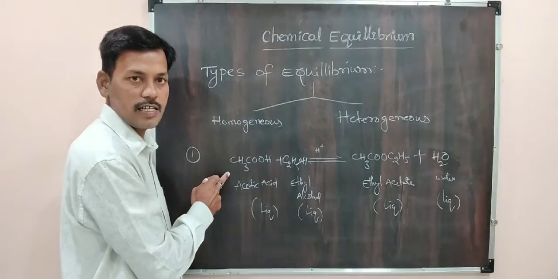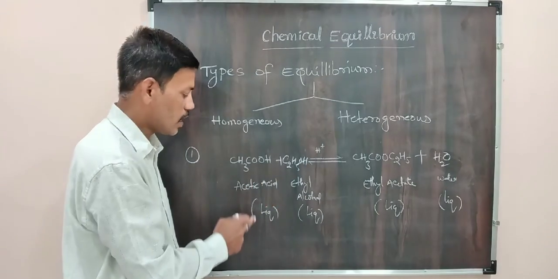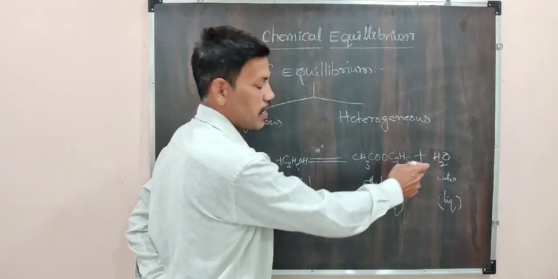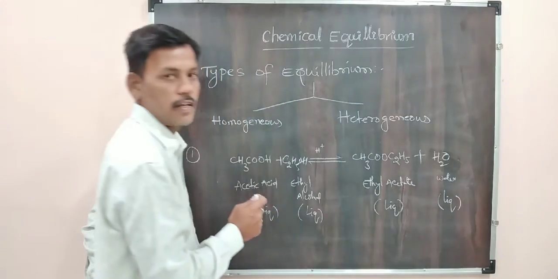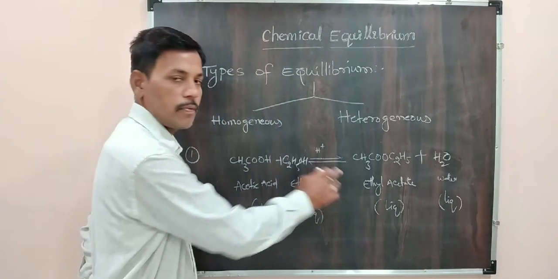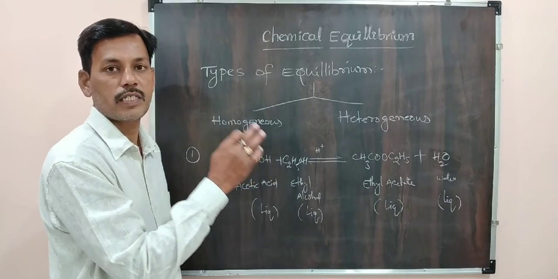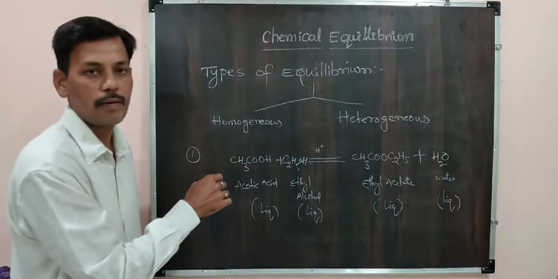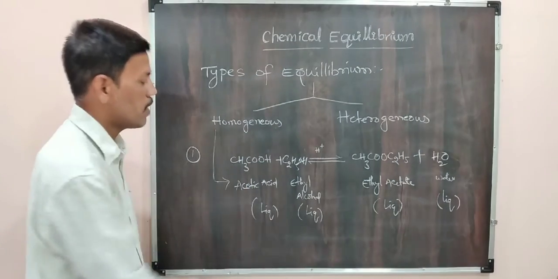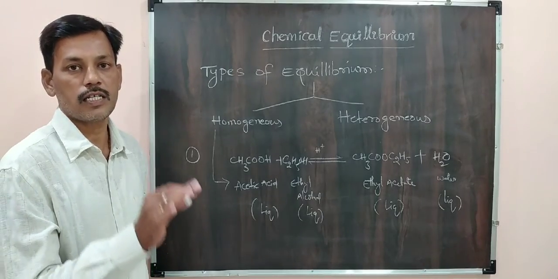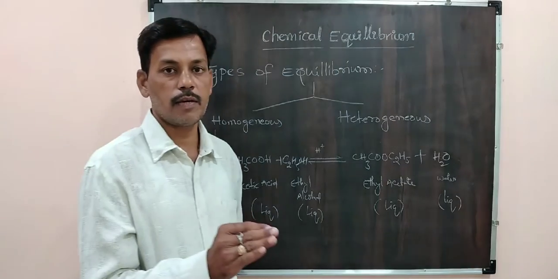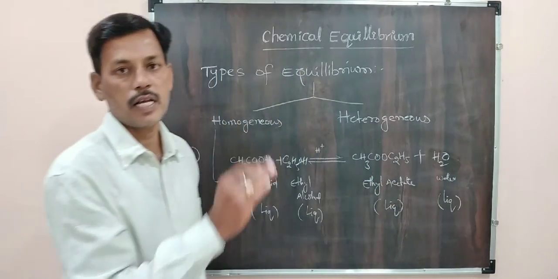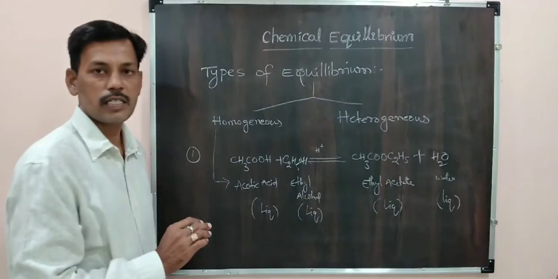Here the reactants are acetic acid and ethyl alcohol, both in liquid state, and the products are ethyl acetate and water, which are also in the same phase. It means all the products and reactants are in the same phase. So this type of equilibrium is called homogeneous equilibrium. In homogeneous equilibrium, the reactants and products are in the same phase.